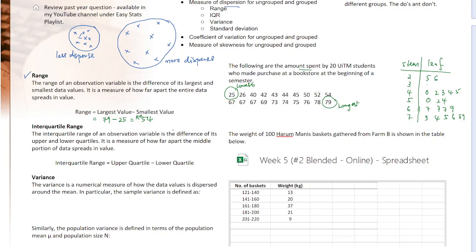So in this case, if you observe here, the range is not robust. Range is not robust, which means that it is affected by outliers. When we say outliers, it means it is affected by extreme values. If there are extreme values, it will be influenced by the extreme values, right?